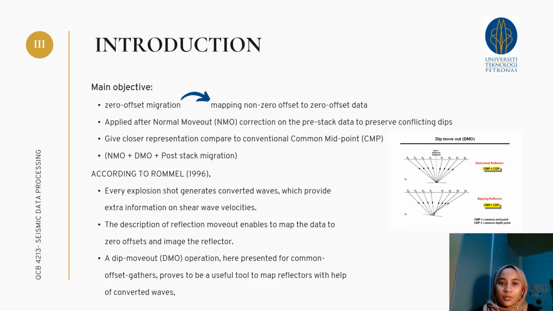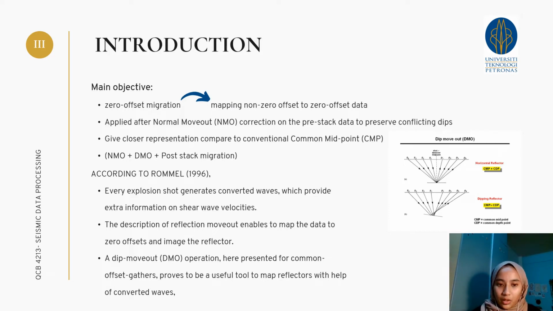Before that, the whole objective of the DMO is actually the change to zero offset migration, because in this process they will be changing from the non-zero offset to the zero offset data. DMO is applied after normal moveout, which is what we call NMO, on the pre-stack data to preserve the conflicting dips. It also gives a closer representation compared to the conventional common midpoint. However, NMO plus DMO plus the post-stack migration will give the alternative of the pre-stack migration.